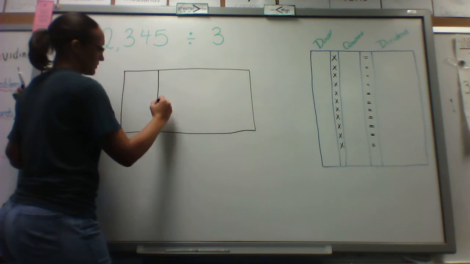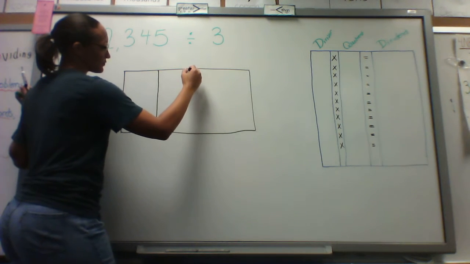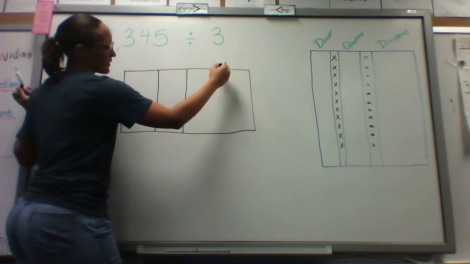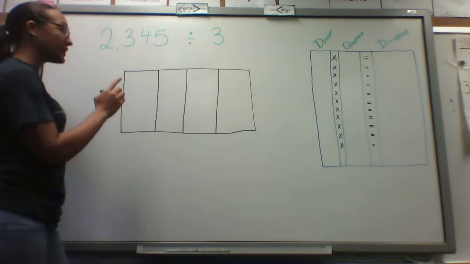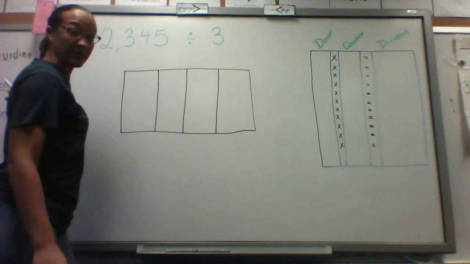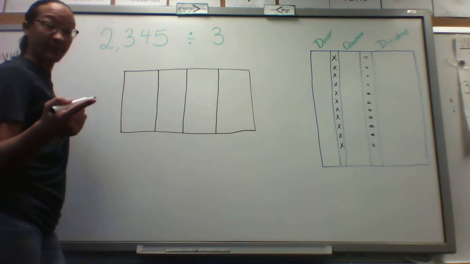1, 2, and this line right here makes it 4. Now you really want to make sure that you make it even and make sure it looks very nice. If not, do it again.